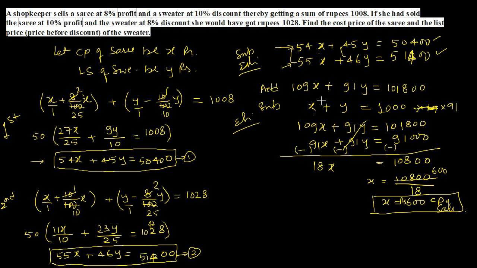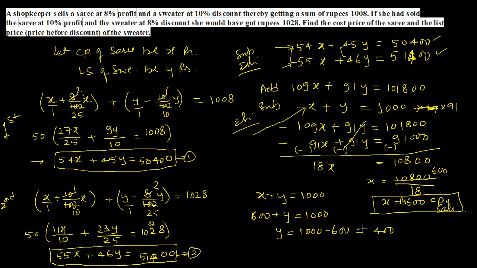Now you can take this, don't go for that, look out for the easier one, because we multiplied somewhere here. So I am going to take that equation. X plus y equals 1000, then x is 600, so 600 plus y equals 1000, y equals 1000 minus 600. That will give me 400 rupees. That will be the list price before discount of the sweater.